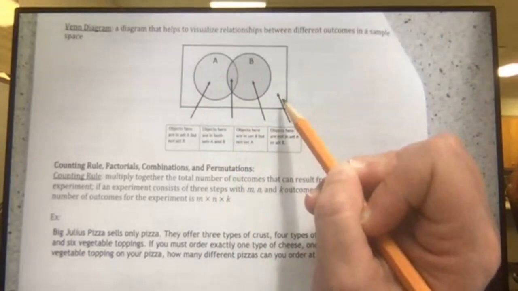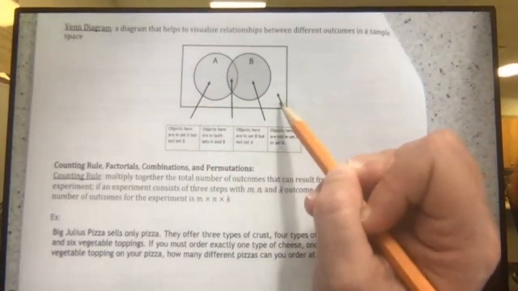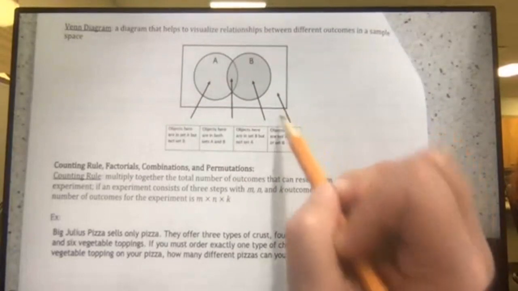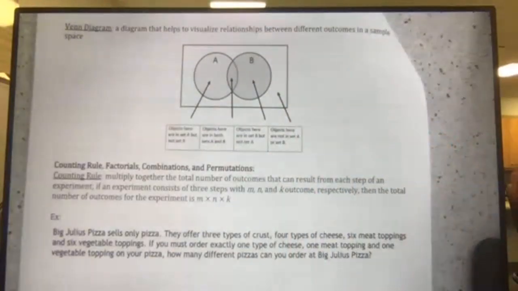And don't forget about this part. This is the numbers that are outside, so it's not in A or in B. It's just outside in our sample space. So don't forget about that as an option. Questions about that before we do our last thing? We're almost done. Counting rule, factorial, combinations, and permutations.